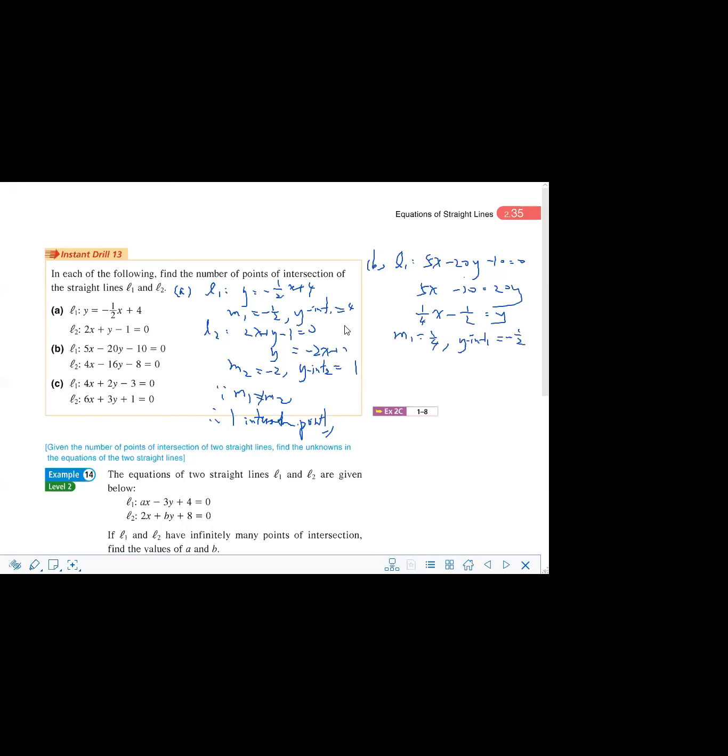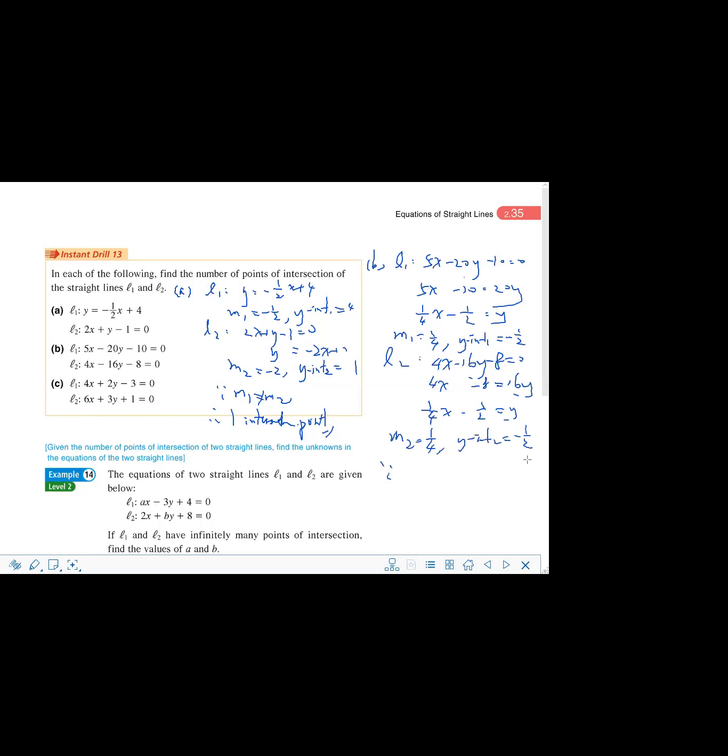And then for L2, the equation is 4x minus 16y minus 8 equals 0. Move the y term to the positive side, and then dividing the 16, it becomes 1 over 4x minus 1 over 2 equals y. So m2 is 1 over 4, and y-intercept 2 is negative 1 over 2.